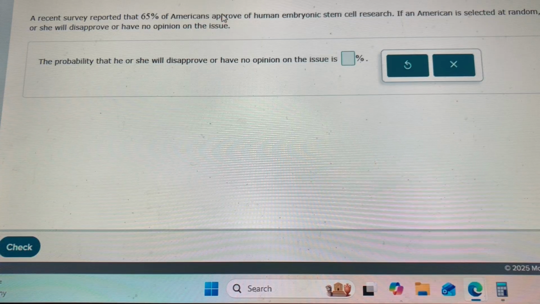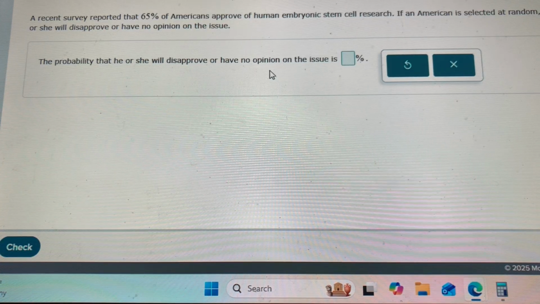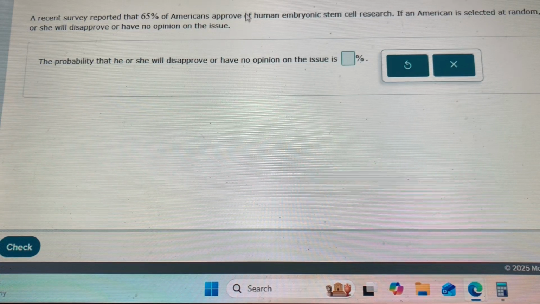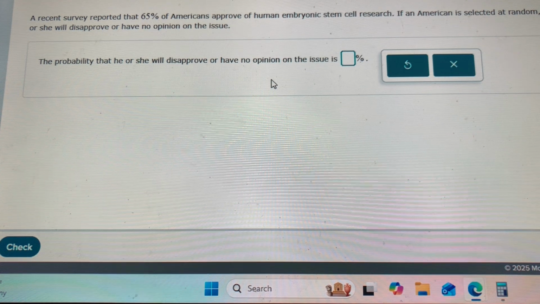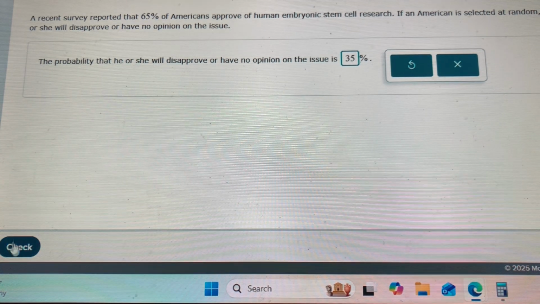So you either approve or you disapprove or have no opinion. So the chance that you don't approve is 1 minus the chance that you do approve. Now they want it as a percentage, so I have to change 0.35 back to a percentage, 35%.